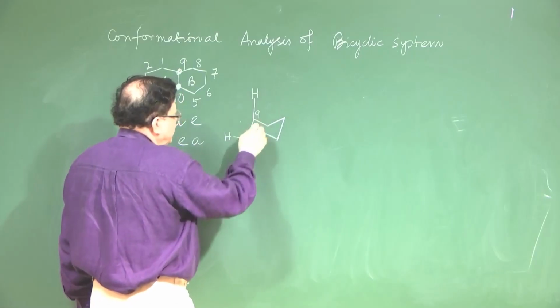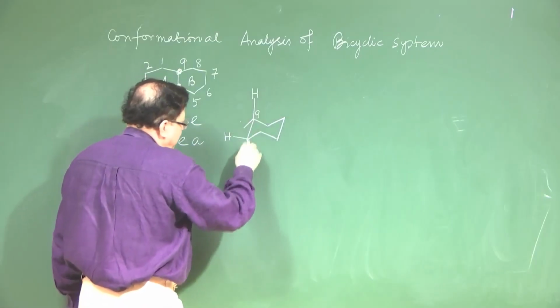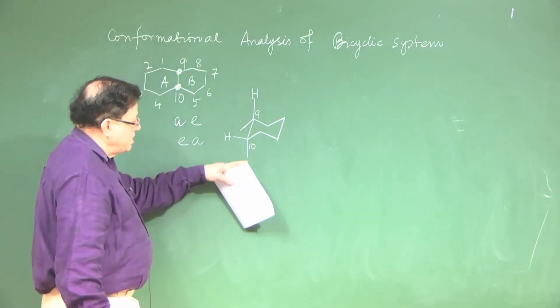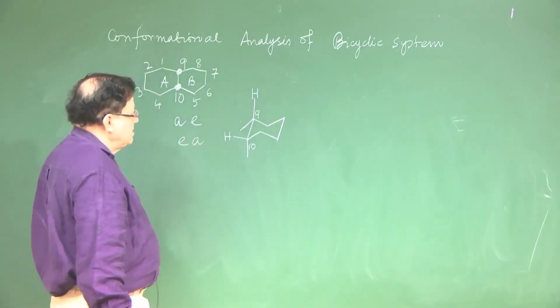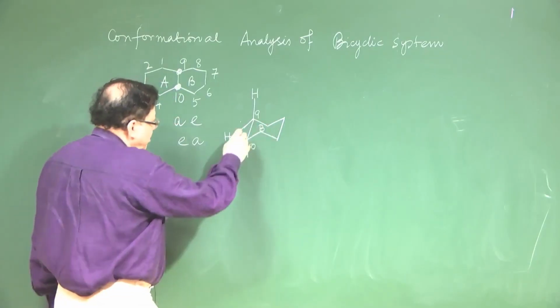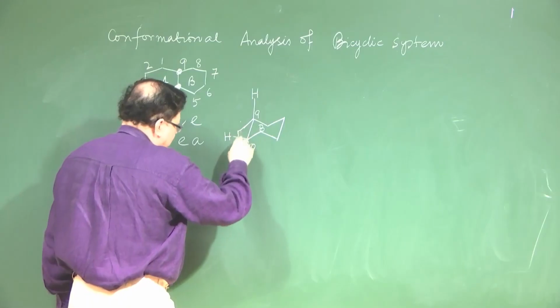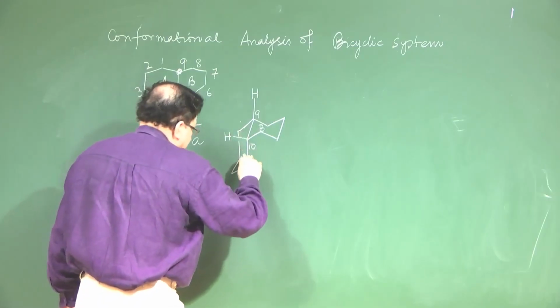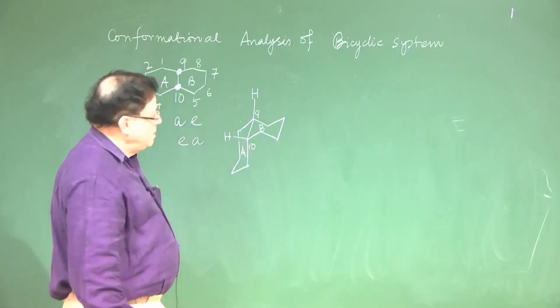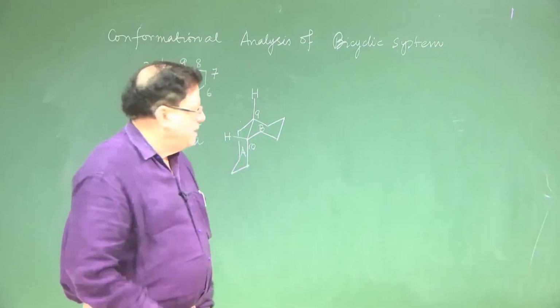Now, the carbon-carbon bonds are going in this direction. For C10 it is axial and for C9 it is equatorial. Remember, this is with respect to the B ring. Now, you complete the A ring like this. So, it is the chair form of the A ring, and this is the conformation of cis-decalin.